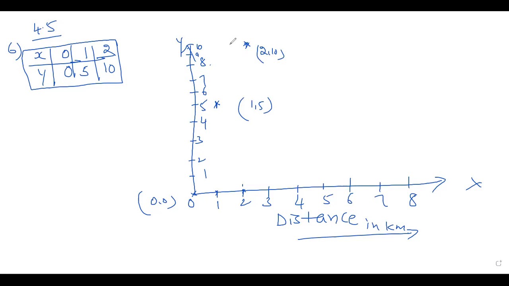Okay, start from here. Join all the points, children, so that you will get a straight line. So on the y-axis we have taken work done. Work done on the y-axis, distance on the x-axis. Here you write scale.